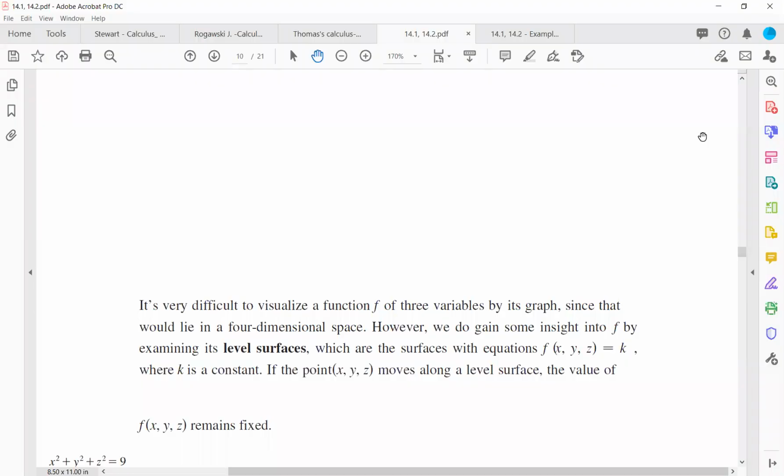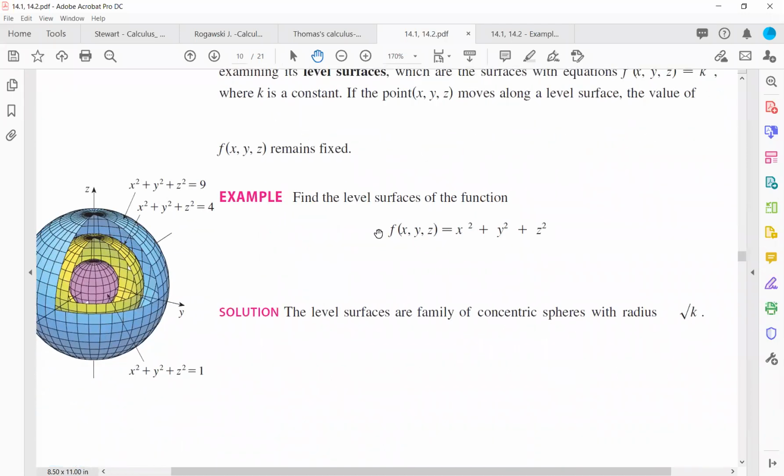As I mentioned before, if you have a function in 2 independent variables, you use the terminology level curves. But when it comes to functions with 3 independent variables, you have to use the terminology level surfaces. For example, take a look at this function. F of x, y, and z is equal to x squared plus y squared plus z squared. In this case, you have 3 independent variables.